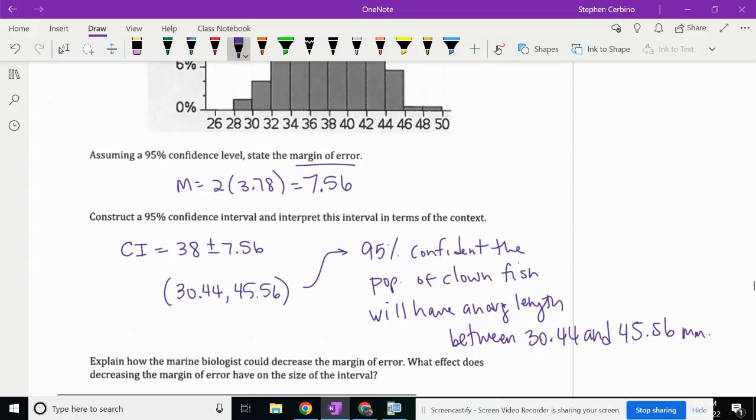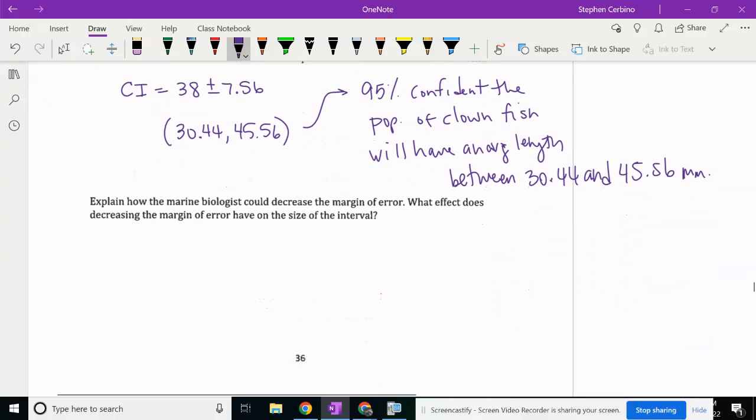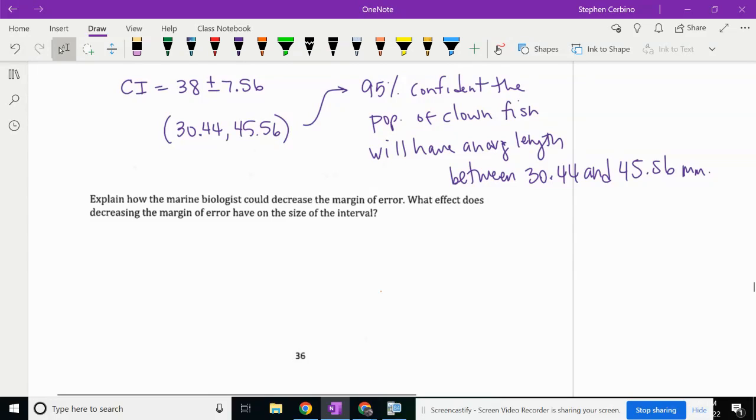Now, if you're that scientist and you're like, hey, that's too big of a range. That interval's too big for me. You have to ask yourself, what could you do to decrease the margin of error? Right? What could I do to make the margin of error smaller, make the standard deviation smaller? So I want you to pause the video for a second and try and answer the last question here on page 36.